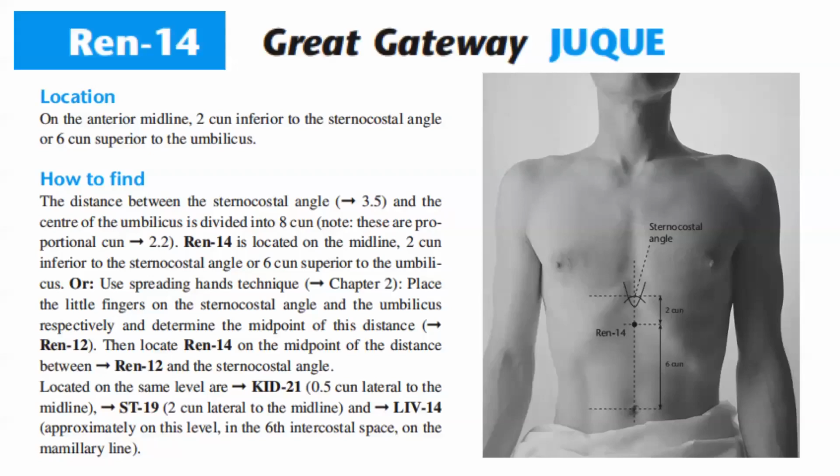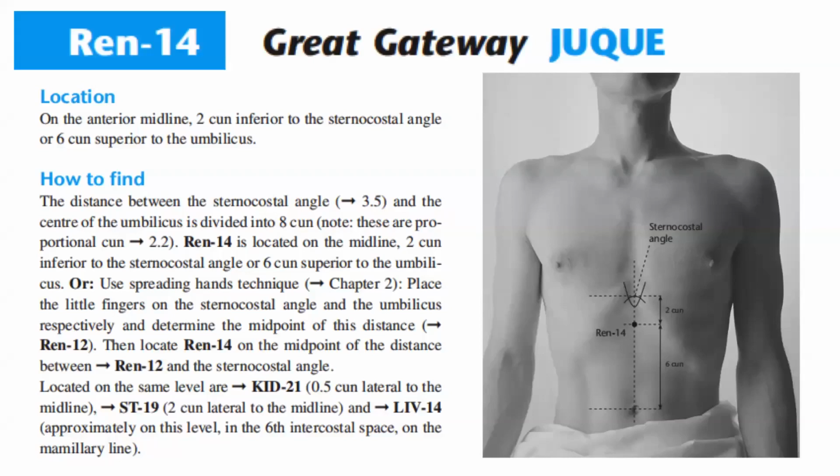To find it, the distance between the sternocostal angle and the center of the umbilicus is divided into 8 sun. Note, these are proportional sun. Ren14 is located on the midline, 2 sun inferior to the sternocostal angle, or 6 sun superior to the umbilicus.